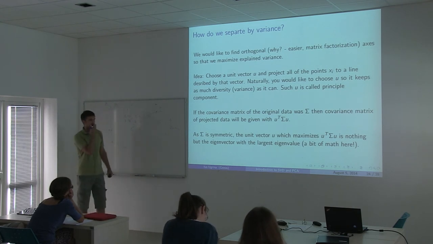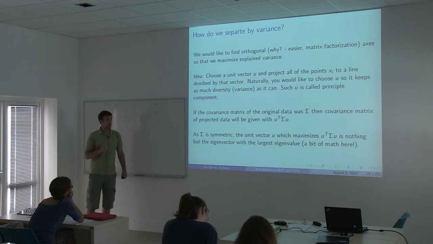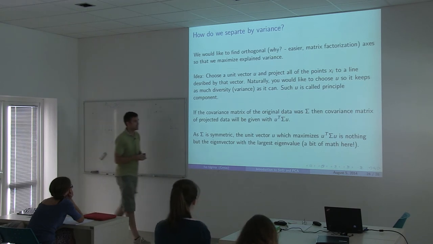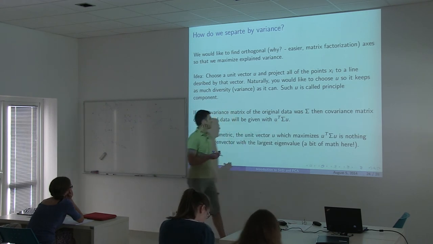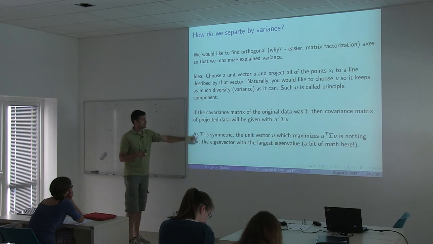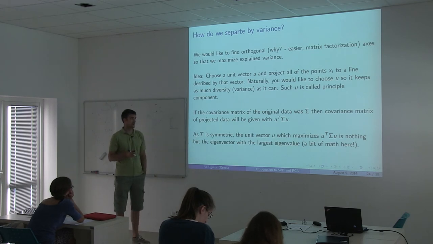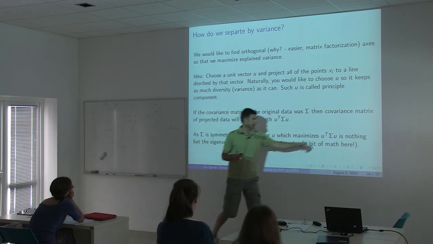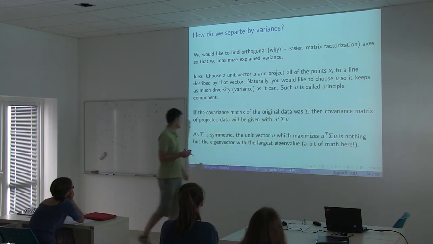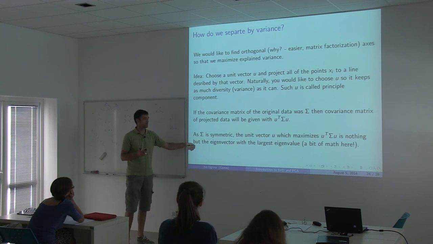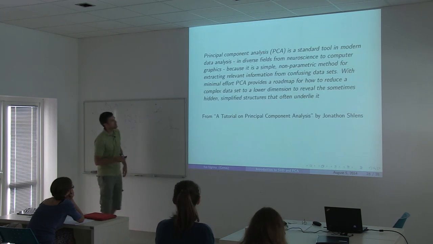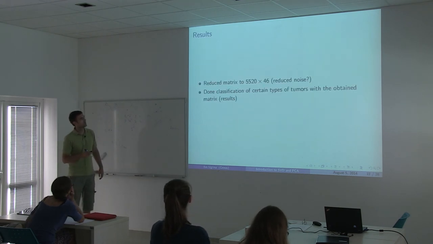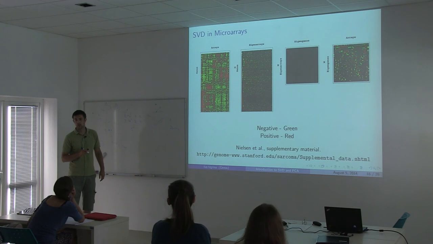If the covariance matrix of the original data was sigma, then the covariance matrix of the projected data will be given by something like this: u transpose times sigma times u. As sigma is symmetric, the unit vector u, which maximizes the new covariance structure, is nothing but the eigenvector with the largest eigenvalue. Okay, so these eigenvalues and this eigenvector, just for now, don't confuse them with these guys.